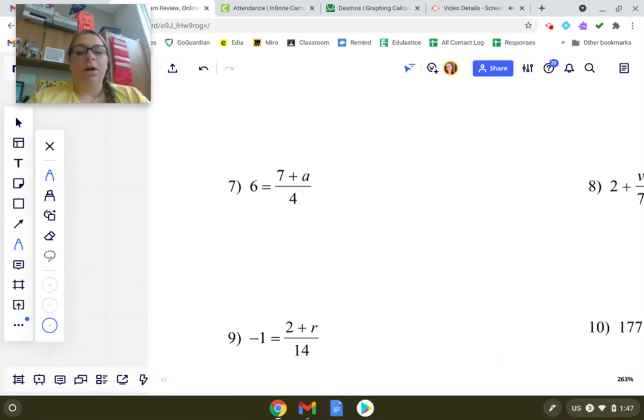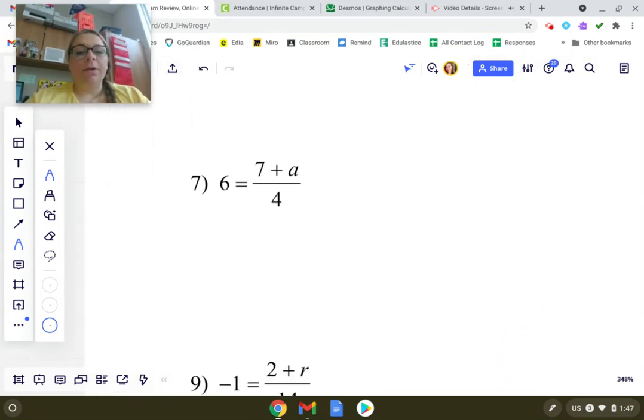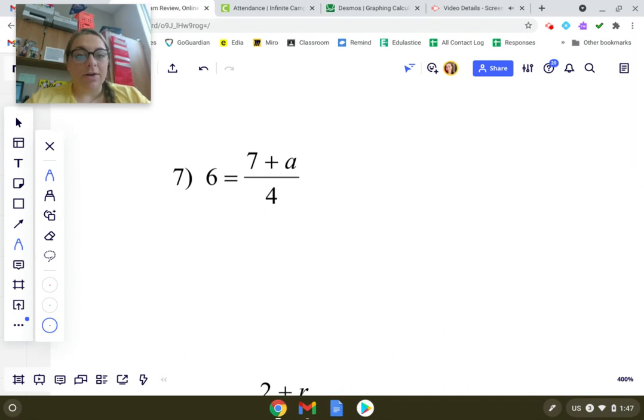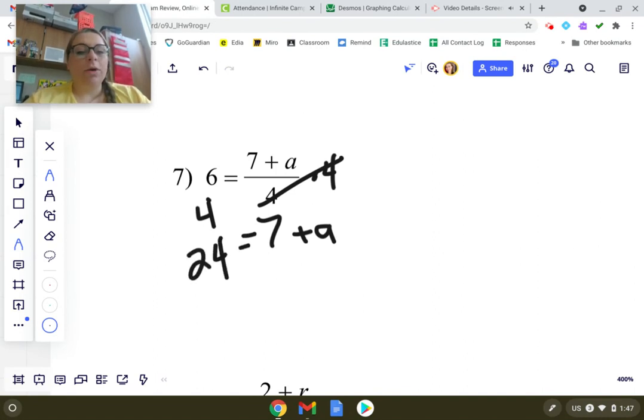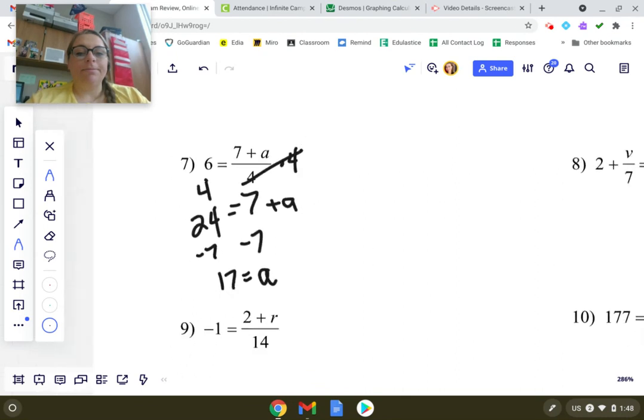Our two steps are a little bit more intense. If I'm looking at number 7, we can see we're dividing first. So to get rid of a divide, we have to multiply. So multiply by 4, multiply by 4. Those cancel out, leaving us with 7 plus a. And 6 times 4 gets us 24. So I have 24 equals 7 plus a, but I'm still not done yet because I have that 7. It's a positive 7, so the opposite is minus 7. And 24 minus 7 gets me 17, and that equals a.